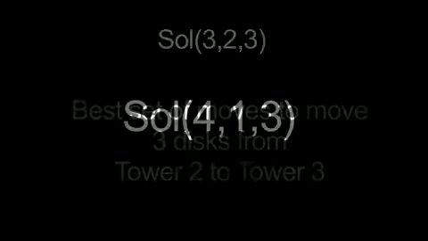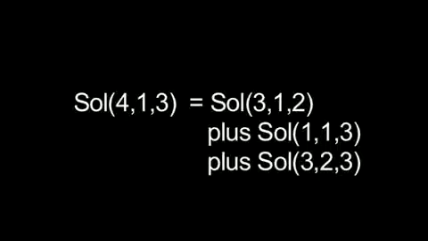So when we say solution of 4, 1, 3, we're taking the 4 smallest disks and figuring out the optimal set of moves to move those from tower 1 to tower 3. There may be other larger disks under it. Maybe it's a 6-disk problem. We're just focusing on the smallest 4. Okay, so you see that equation on your screen.